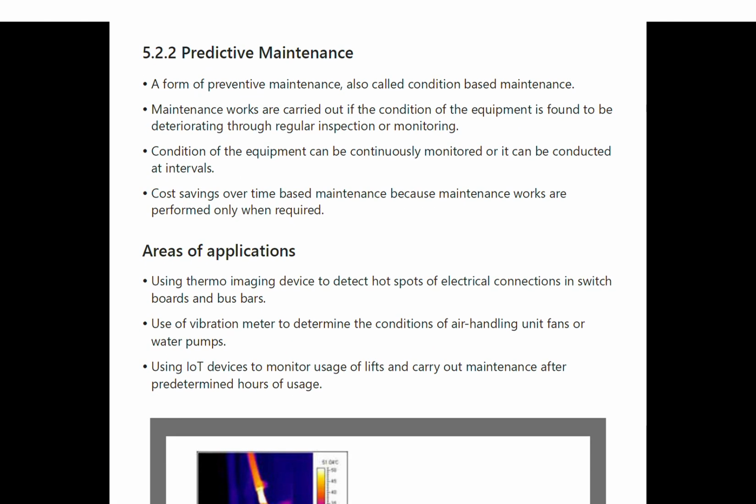Predictive maintenance is a little bit different. It predicts what's going to spoil, and then takes some action before this happens.